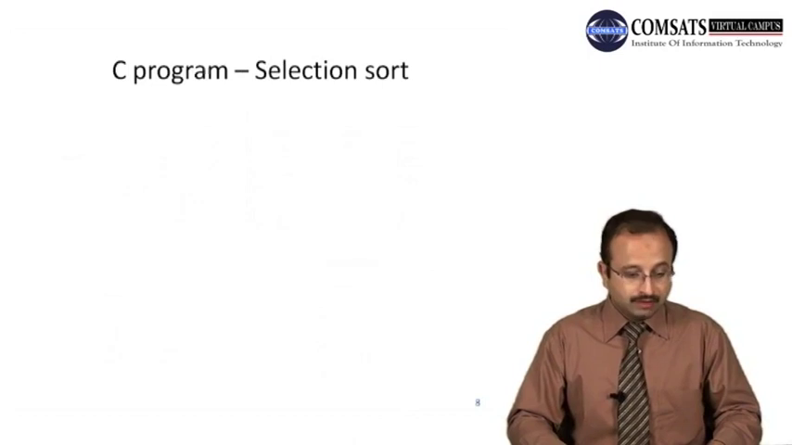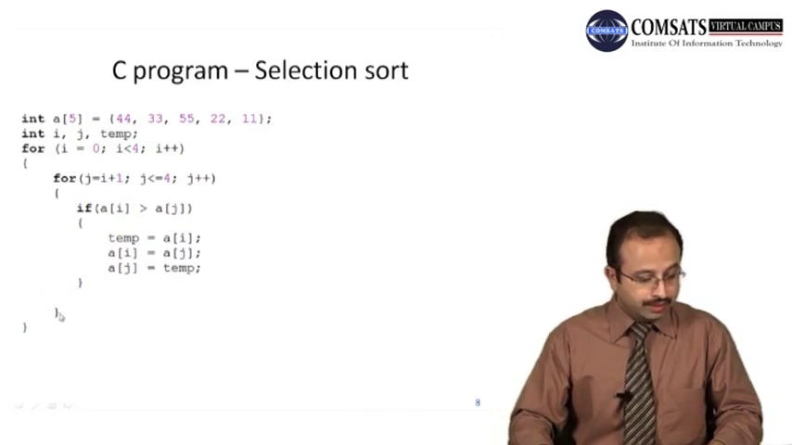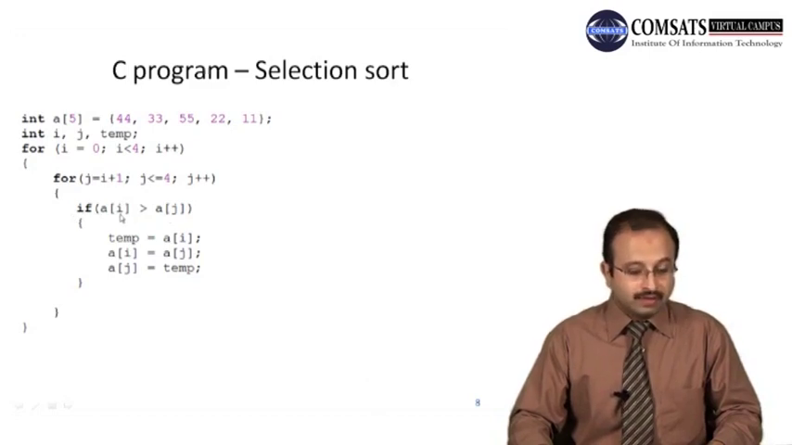Now let's see the C program. So this is a C program where we have the array A, size is 5, so 5 elements of the array as we have seen before. And this is the outer for loop, this is the inner for loop, and in the inner for loop you are comparing basically, and when this value is greater than this value, then you perform swapping.